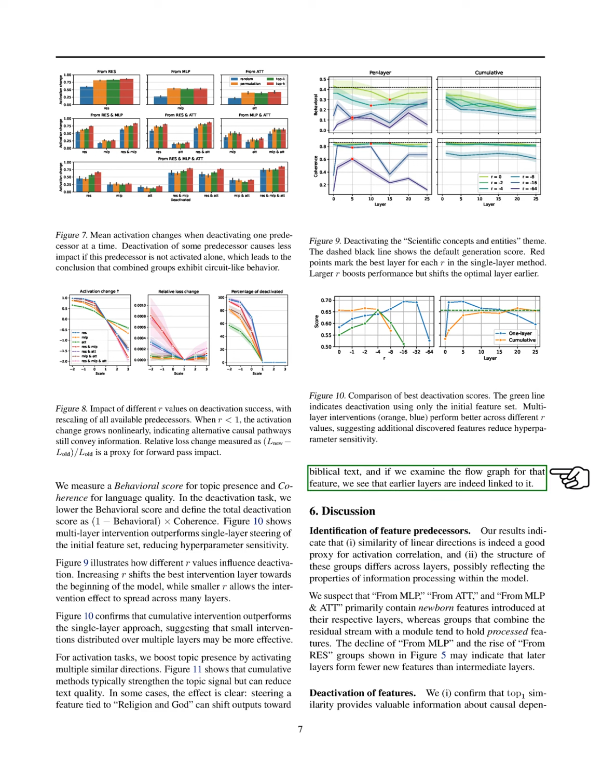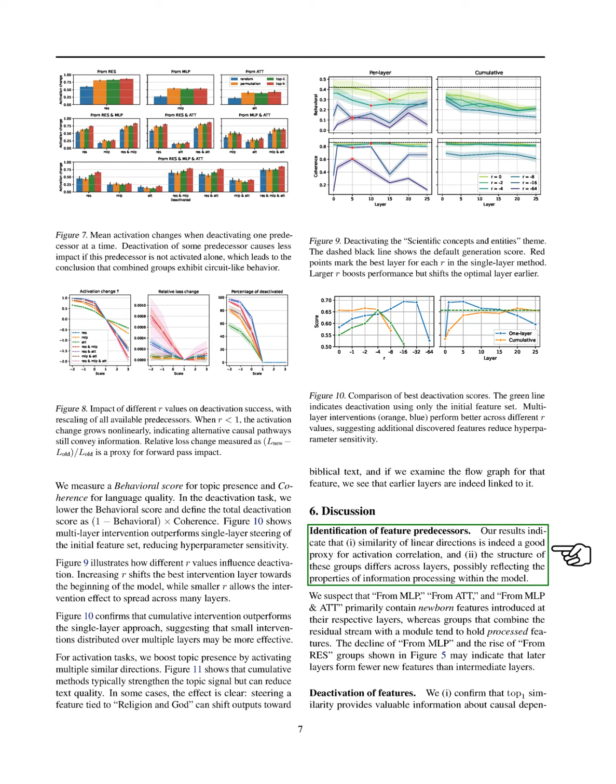Section: Identification of feature predecessors. In this section, we identify feature predecessors. Our findings show that (i) the similarity of linear directions serves as a reliable indicator of activation correlation, and (ii) the structure of these groups varies across layers, likely reflecting how information is processed in the model.